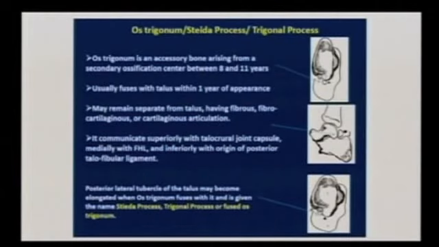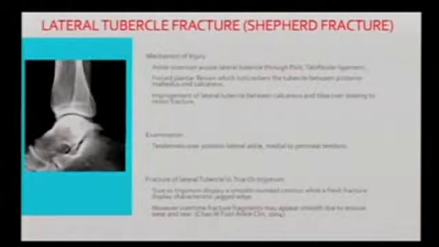And os trigonum, some features about it. It's an accessory bone arising from the secondary ossification center between 8 and 11 years, and usually fuses by the end of a year. It may remain separate from the talus, having a fibrocartilaginous attachment with it. And the posterolateral tubercle of the talus may become elongated when the os trigonum fuses with it and is given the name Stieda process, as well as the trigonal process.